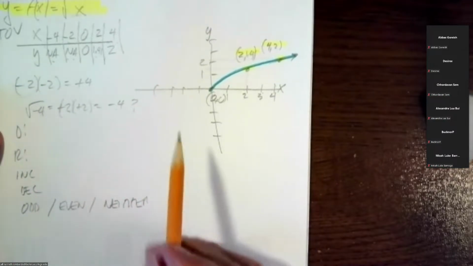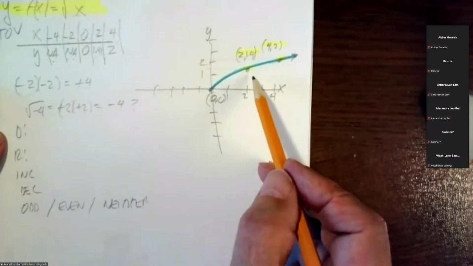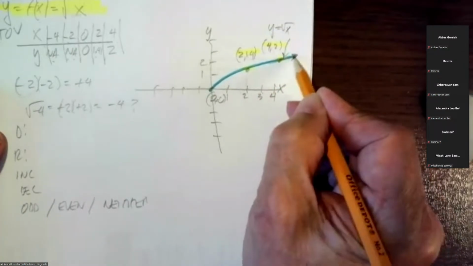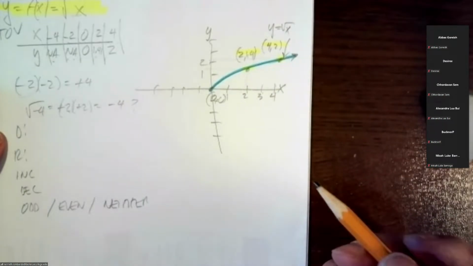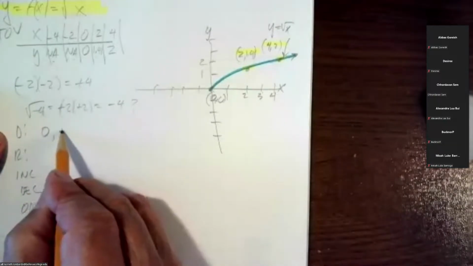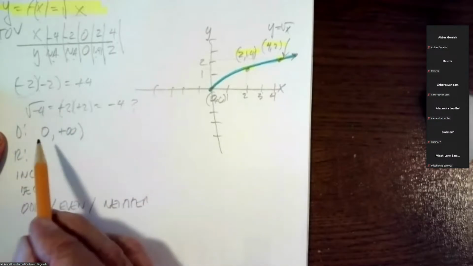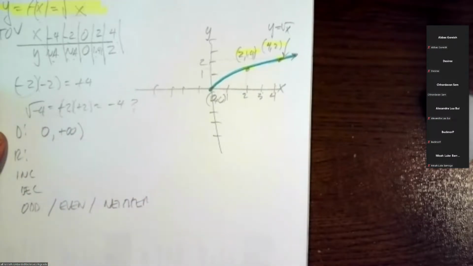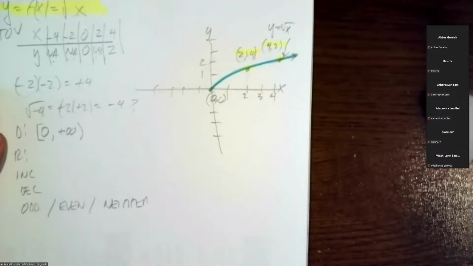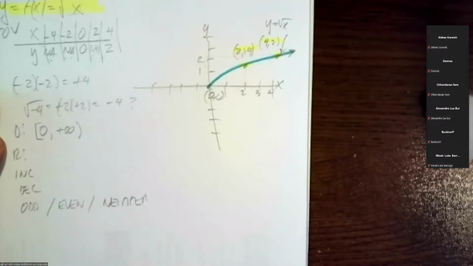Okay, so what do we think the domain of this y equals root x function is, that's that line there? What do we think the domain of that thing is? 0 to positive infinity. We don't reach that. Now, what do we do with this 0? Include 0. Includes the 0. Okay. Everybody agree? Anybody disagree? Okay, how about the range?